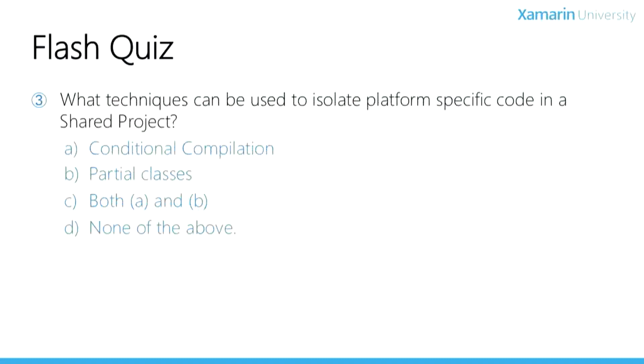Question 3. What techniques can you use to isolate platform-specific code in a shared project? A, conditional compilation. B, partial classes. C, both A and B. Or D, none of the above.